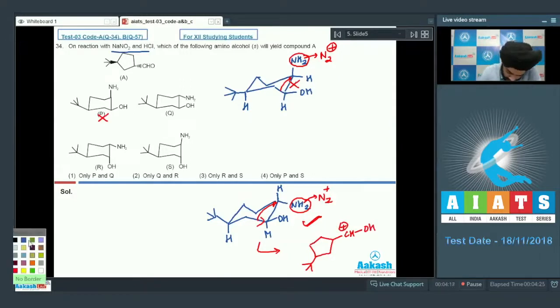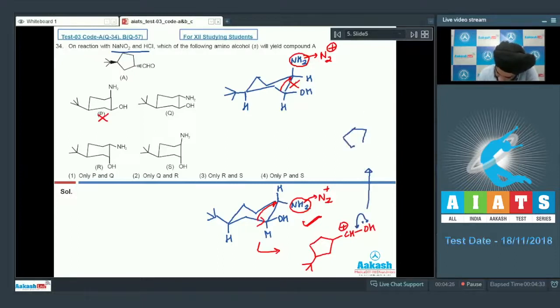And the lone pairs of oxygen will attack on this carbocation and correspondingly convert into an aldehyde. Okay. So the compound Q is going to give us the compound A. So students, here we can generalize that whenever the leaving group is present at the equatorial position, this ring can migrate easily as it will be anti to this. So in cases where we have the leaving group present at the equatorial position, ring contraction will easily happen.